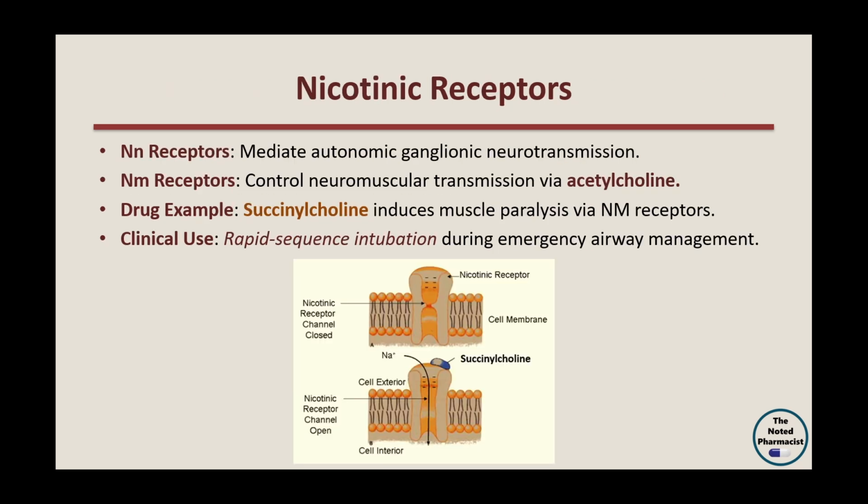Nicotinic receptors are divided into NN and NM subtypes, each with distinct physiological roles. NN receptors, located in autonomic ganglia, facilitate signal transmission between preganglionic and postganglionic neurons. NM receptors, found at the neuromuscular junction, mediate muscle contraction via acetylcholine binding. A clinical example is succinylcholine, a depolarizing neuromuscular blocker that acts on NM receptors, inducing transient muscle fasciculations followed by paralysis, commonly used during rapid sequence intubation.